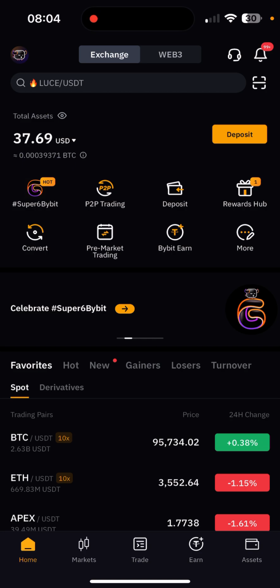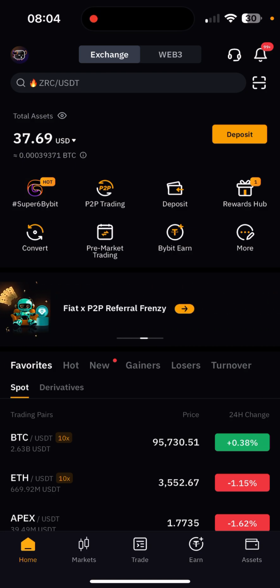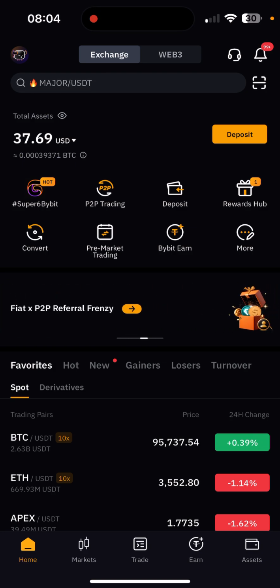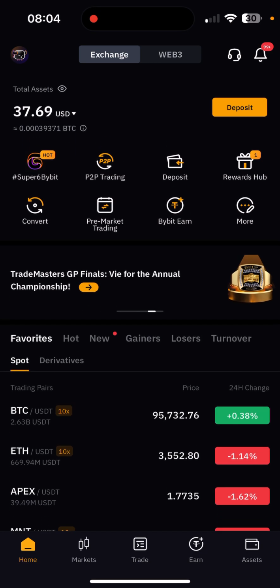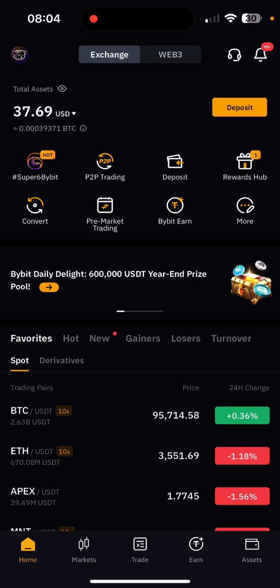Some of us have requested that I use the phone version to explain how to place trades and how to transfer funds for futures on Bybit. So now this is the home page. Look at the options below: home, market, trade, earn and assets.